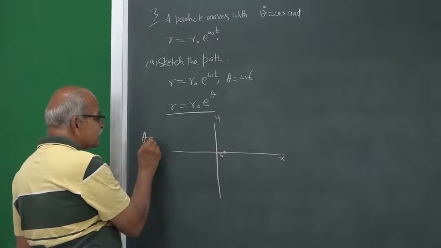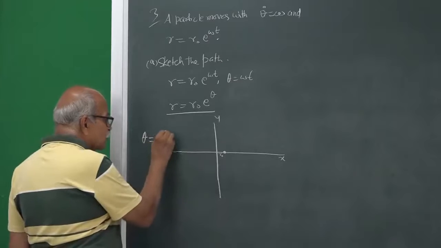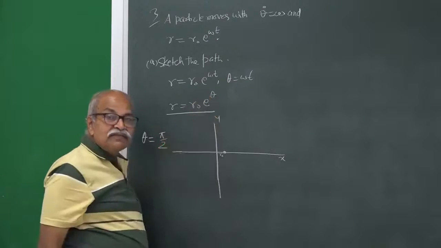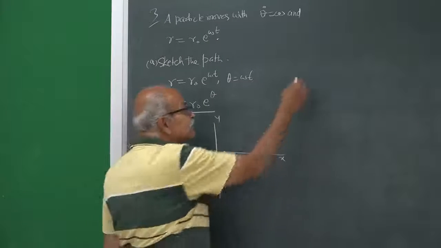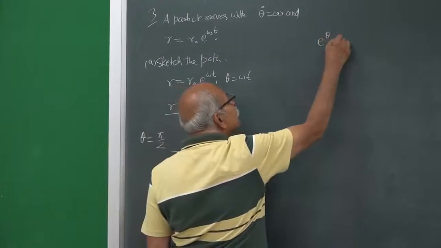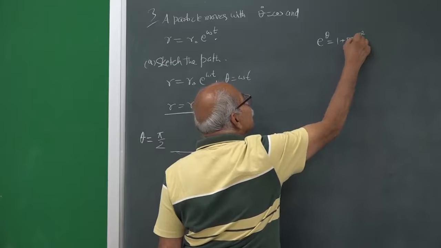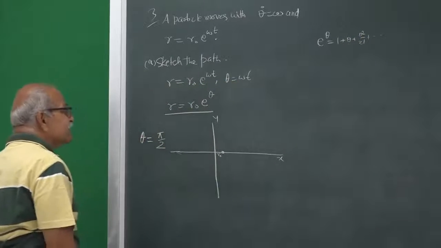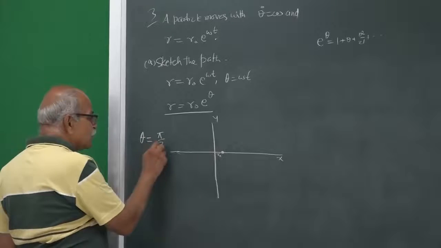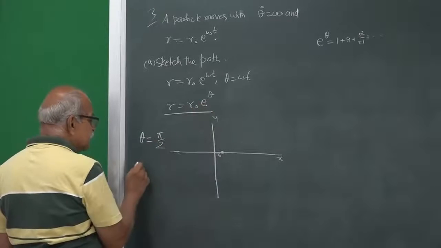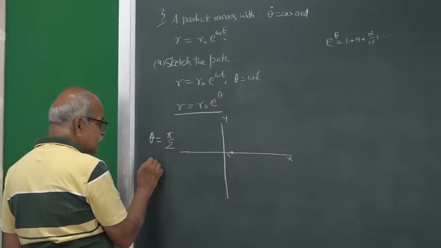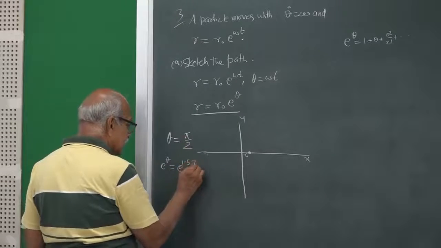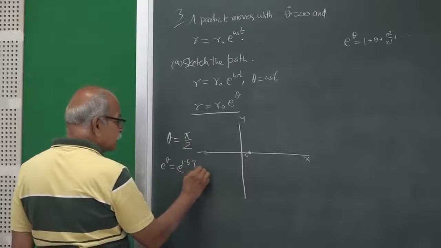Now, let us say theta is pi by 2. As theta increases from 0, e to the power theta will increase. You know what e to the power theta is: 1 plus theta square by 2 and so on. So, as theta increases, e to the power theta increases. At theta equal to pi by 2, e to the power theta is e to the power 1.57, and that value is around 4.8.